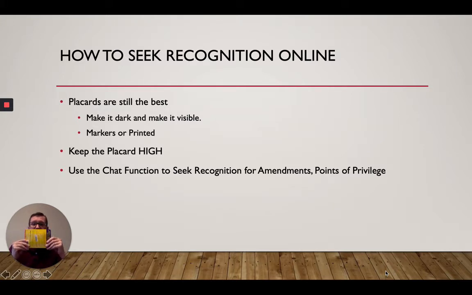This goes for voting. This goes for trying to get the attention of the PO and make a motion. This goes for trying to seek recognition for speeches and questioning. Keep it up high. See, down here it doesn't work. Up here it does. So keep the placard high.